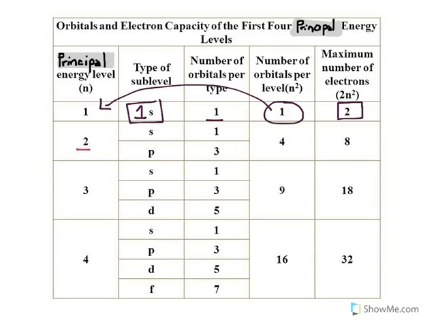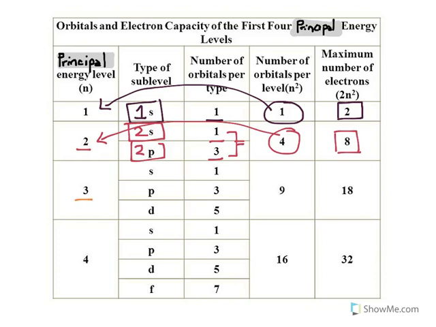Now let's take a look at the second energy level. The second energy level has a 2s sublevel and a 2p sublevel. The 2s sublevel has only one orbital. The 2p sublevel has 3 orbitals, so that gives us a total of 4 orbitals in the second energy level. And again, because there are 2 electrons per orbital maximum, the most electrons that the second energy level can hold is 8 electrons.